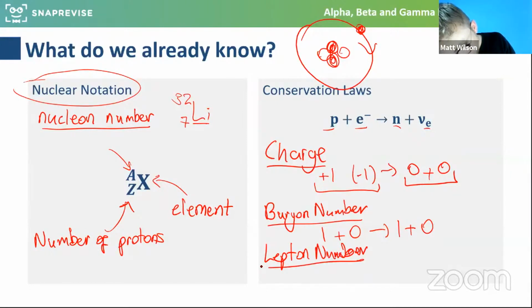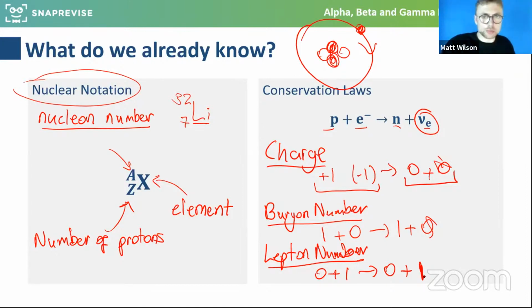There's actually a third number that's being preserved in this reaction. Protons have a lepton number of 0. Electrons have a lepton number of 1. Neutrons have a lepton number of 0. And this is where these electron neutrinos come in handy, because so far they were 0 for everything. They didn't really matter. But here they let us balance this lepton number equation. So that's a kind of primer on stuff about subatomic particles.